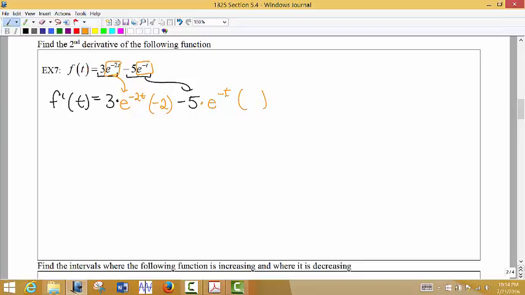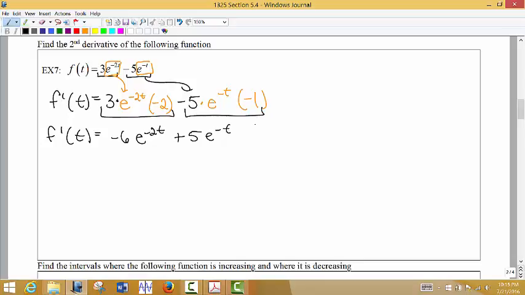So what is the derivative of negative t? Well, that's negative 1. Since we are taking a second derivative, we definitely would like to clean this up a little bit so that our second derivative will be a lot easier to find. So we're going to multiply together within this term. I get negative 6e to the negative 2t power. And then within this term, I have negative 1 times negative 5. I get positive 5, and then e to the negative t power.